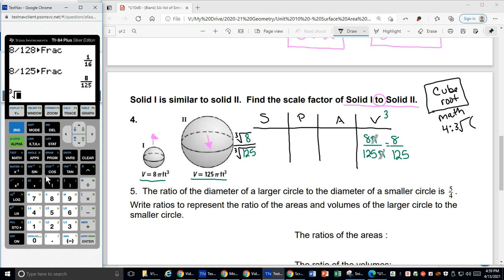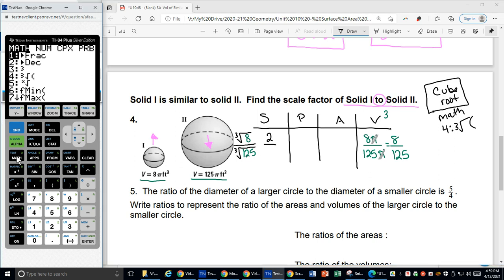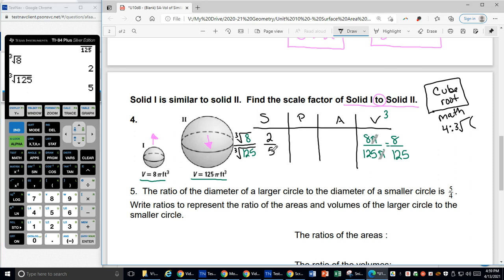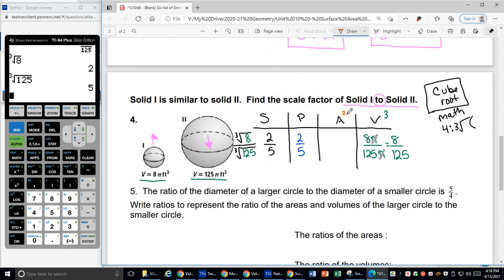I'm going to do the cube root of 8. That's 2. And then the cube root of 125. So math, number 4, and then 125. And that is 5. So the ratio of my sides is 2 to 5. The ratio of my parts is 2 to 5. And the ratio of my areas, I'm going to square. 2 squared is 4. 5 squared is 25.